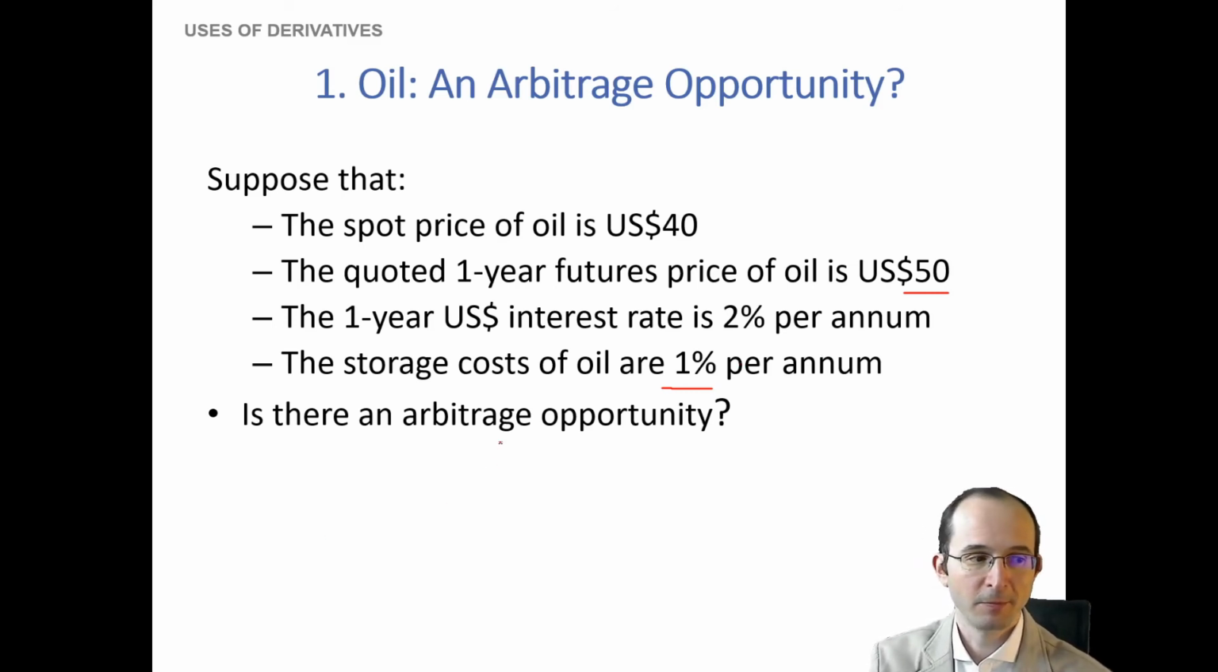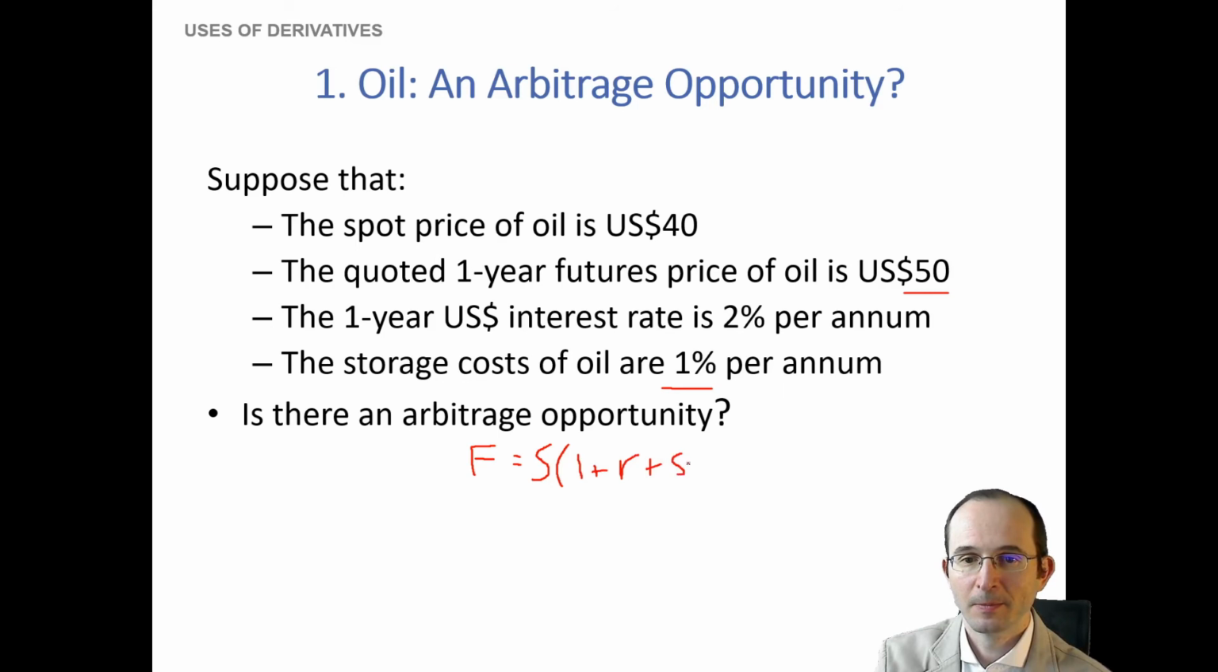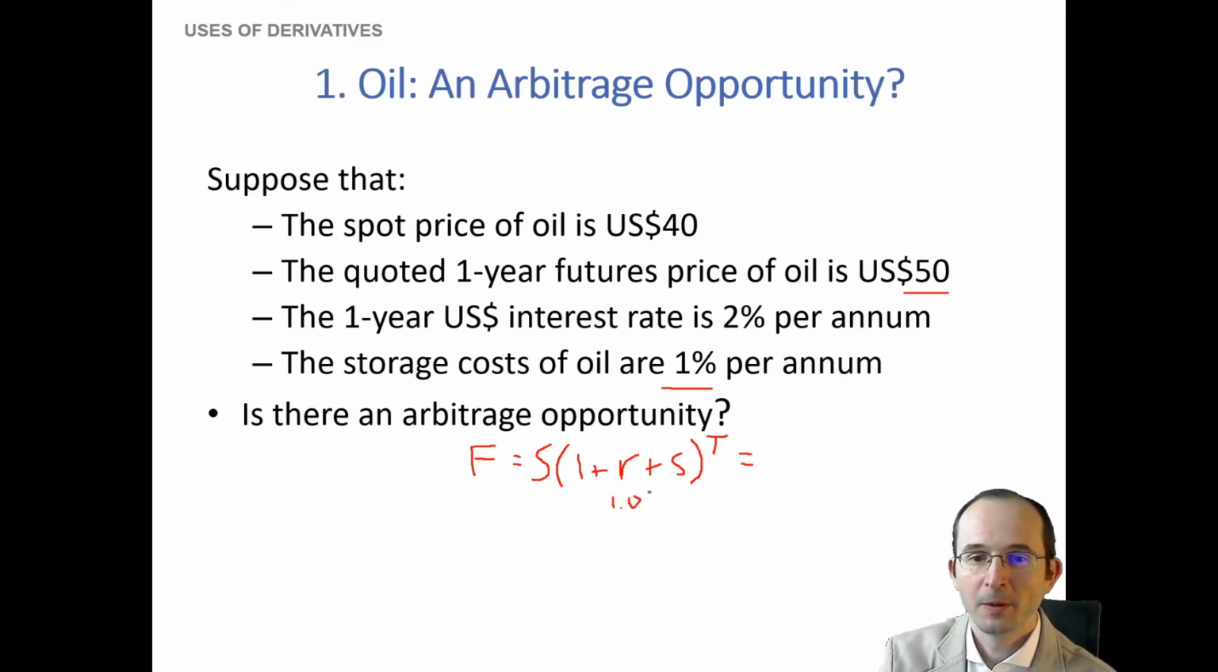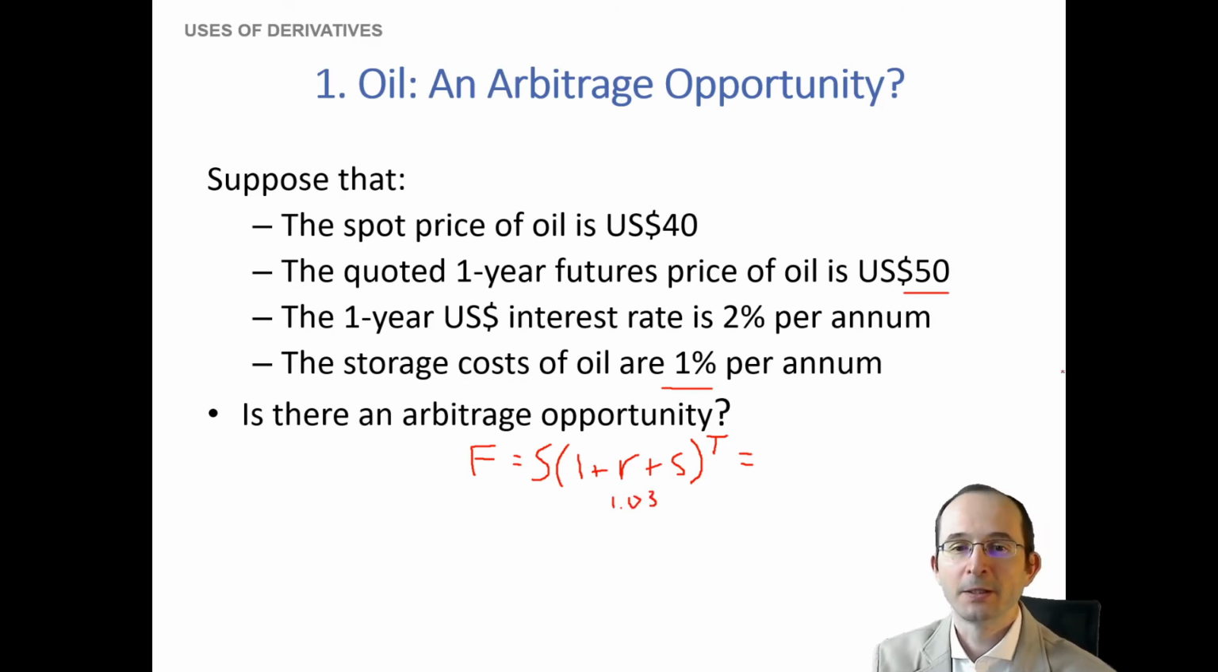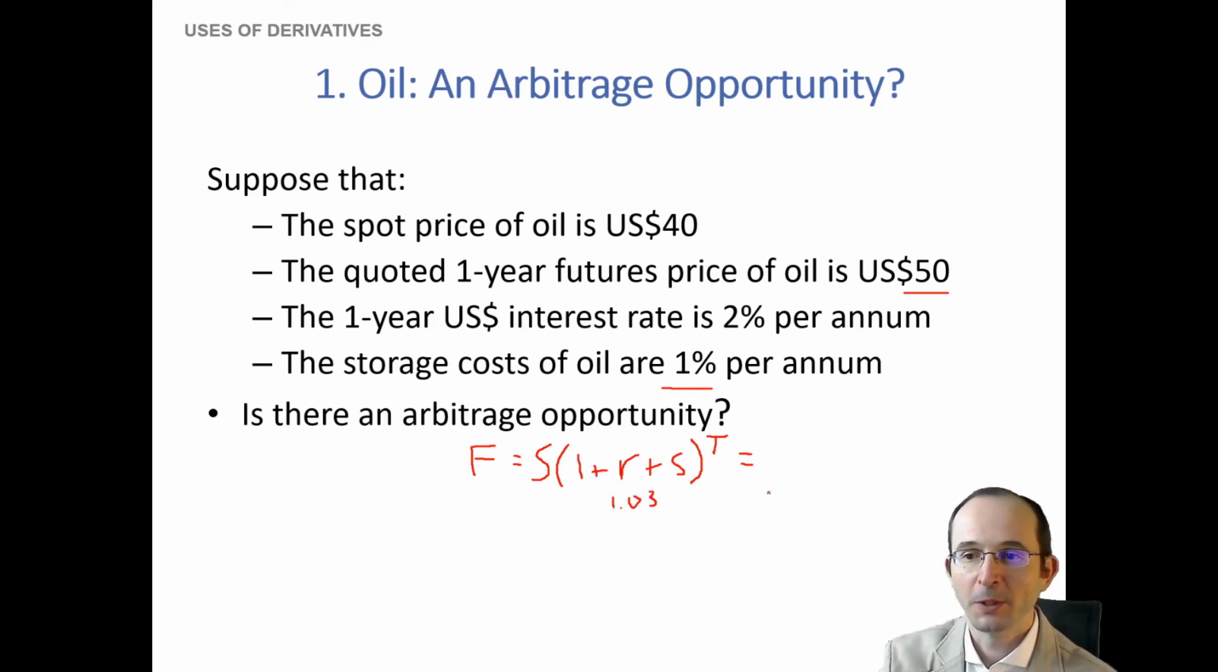So the adjustment to the future rate formula is going to be that not only are we going to be responsible for the financial cost, we're also going to be responsible for the storage cost. So we're going to take 1 plus R plus S to the T. And you'll see why this makes sense forthwith. But let's just see what that comes out to. Well, what is R plus S? The risk-free rate is 2%, the storage cost is 1%, so this is 1.03. And 40 compounded at 3% for 1 year is 41.2.